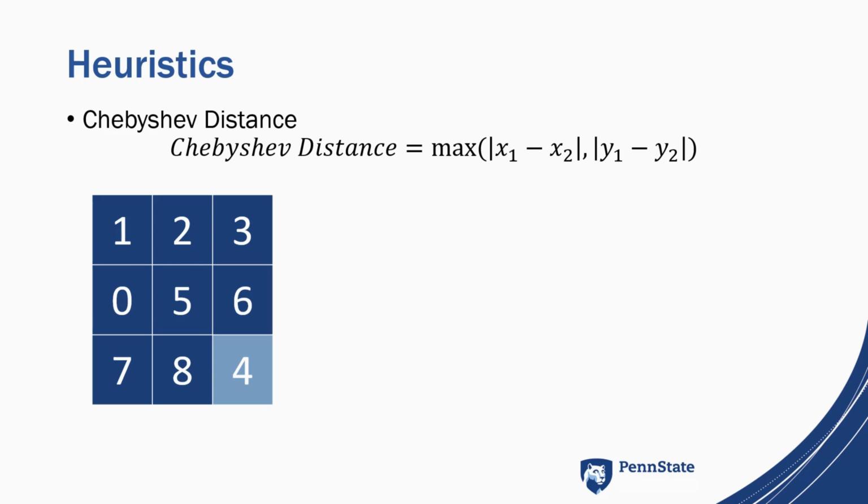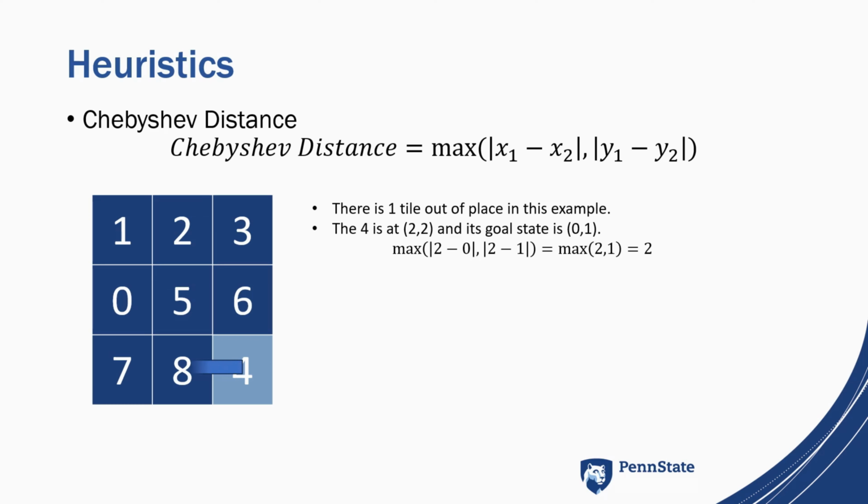Finally, we have the Chebyshev distance, which simply takes into account whichever is larger, the difference between x values or y values of the start and end states. In this example, we have 1 tile out of place. The 4th tile must go left 2 columns and up 1 row to reach its final state. Because 2 is greater than 1, our Chebyshev distance is therefore 2.